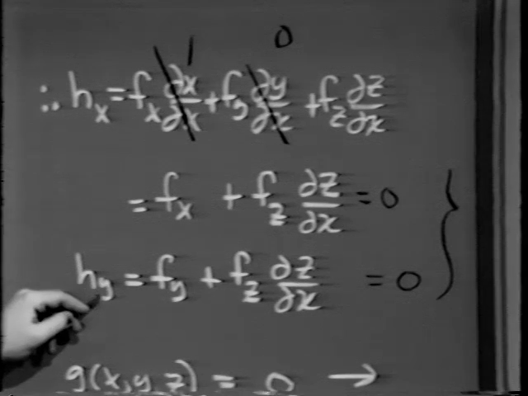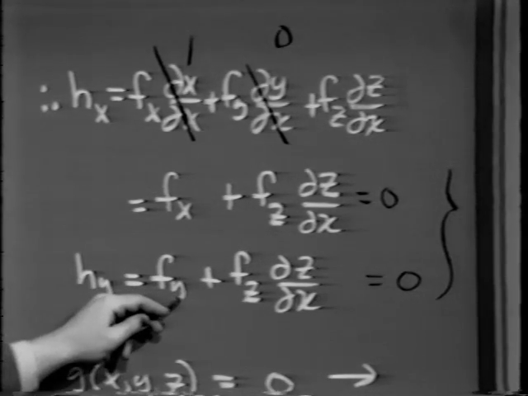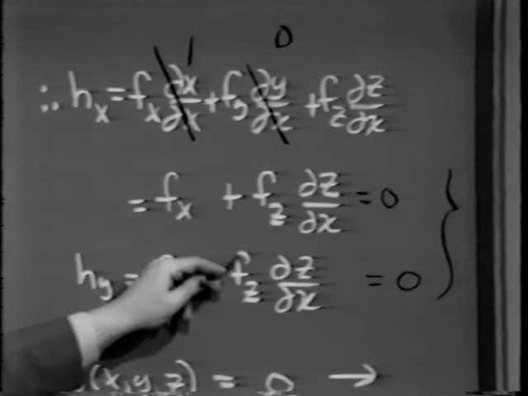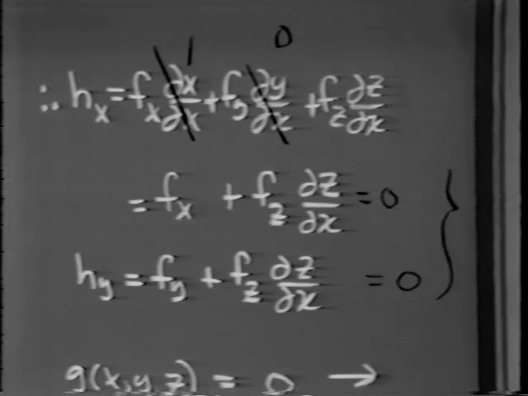In a similar way, we show that the partial of h with respect to y is the partial of f with respect to y plus the partial of f with respect to z times the partial of z with respect to y, and we set that equal to 0.